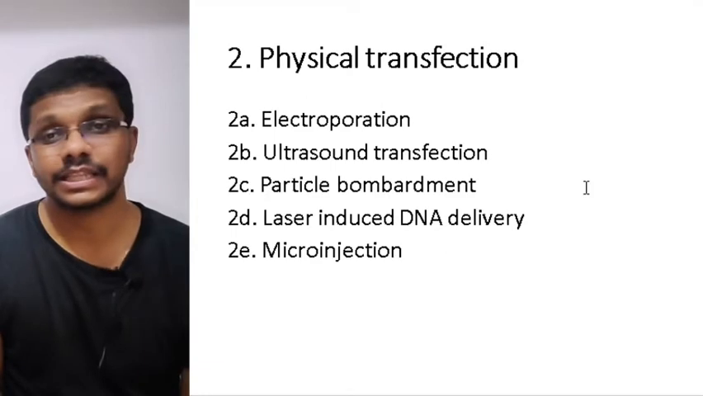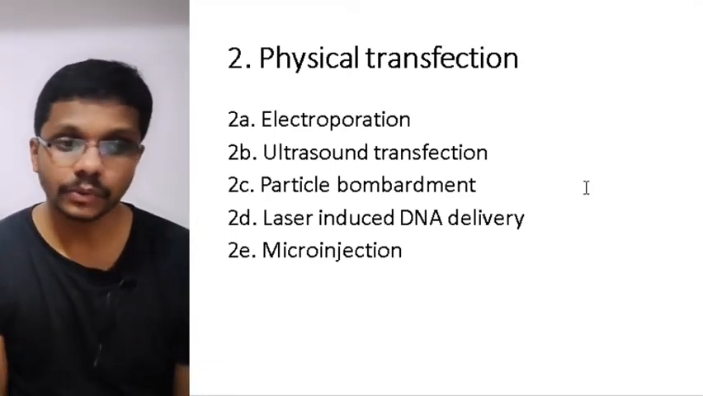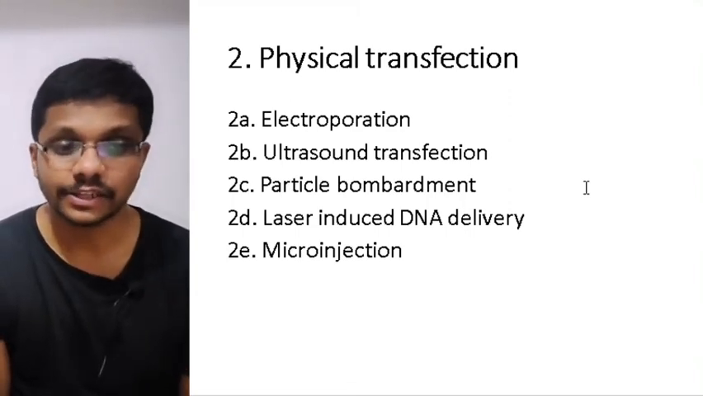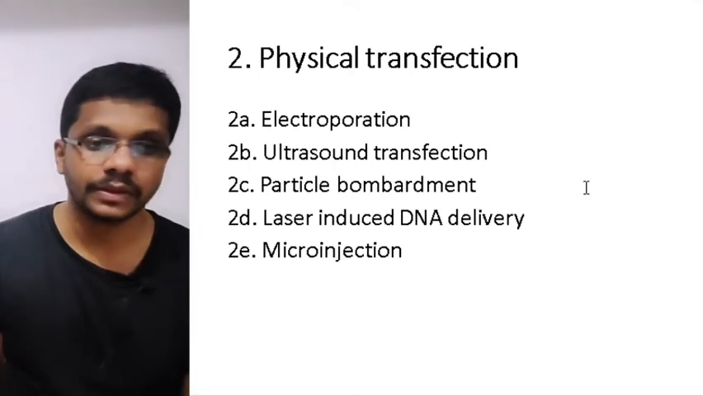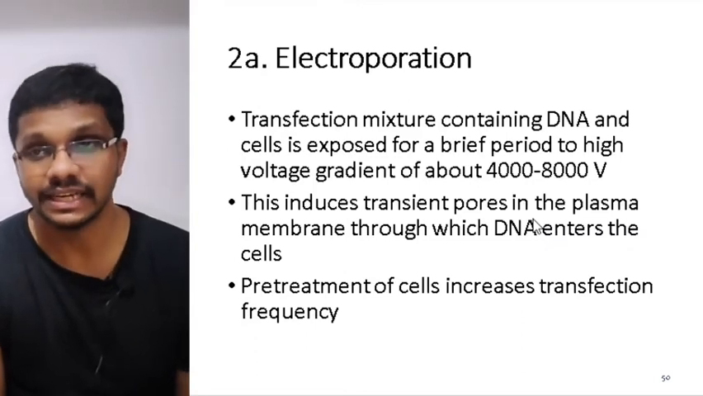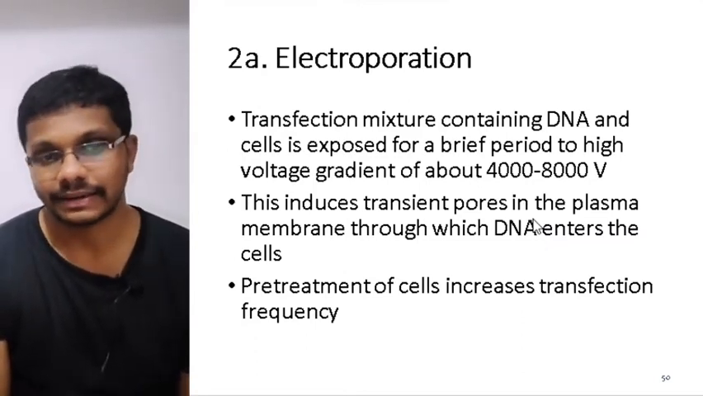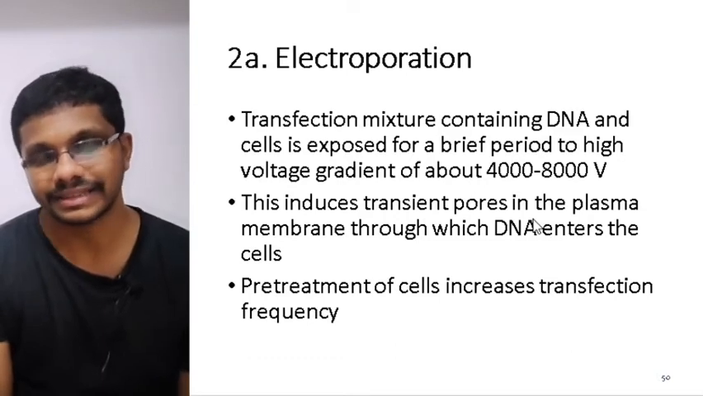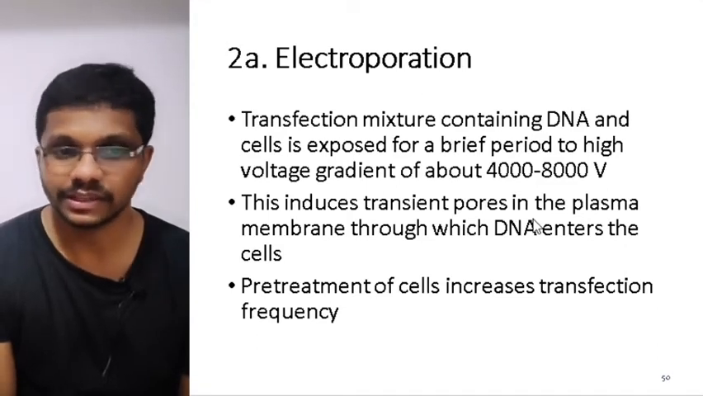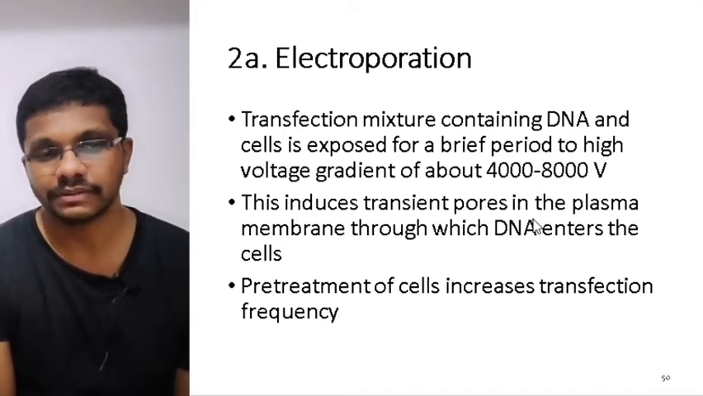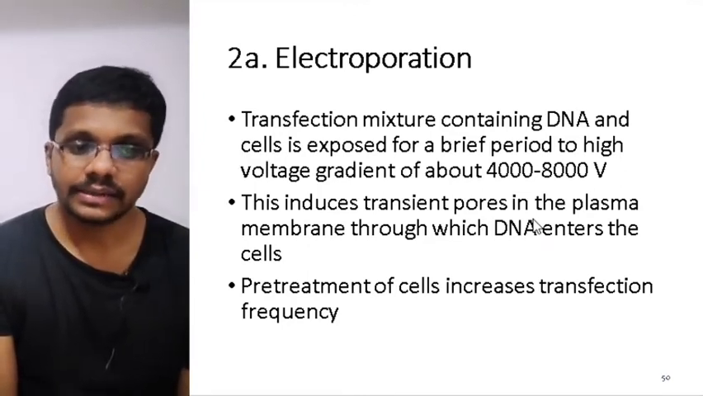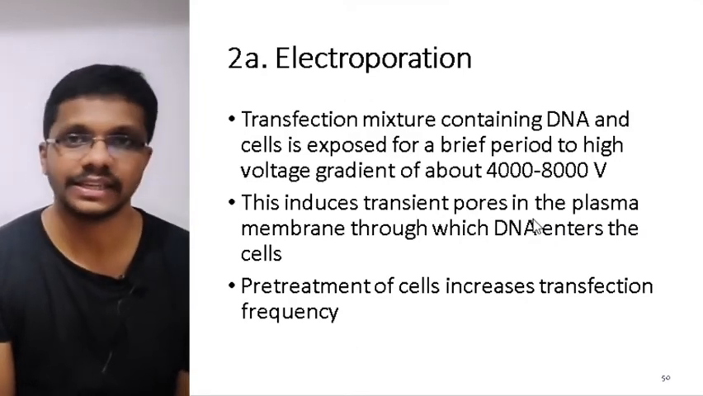Now we have the physical methods of gene transfer for animal cells. They include electroporation, ultrasound transfection, particle bombardment, laser-induced DNA delivery, and microinjection. Electroporation: the mechanism and setup are similar to the bacteria, but here we are using gentler techniques. We use electric current for a very brief time, and the voltage gradient can be between 4000 to 8000 volts, but the period of delivery is really small. It induces transient pores just like in the bacteria, and we can insert the DNA inside the cell.